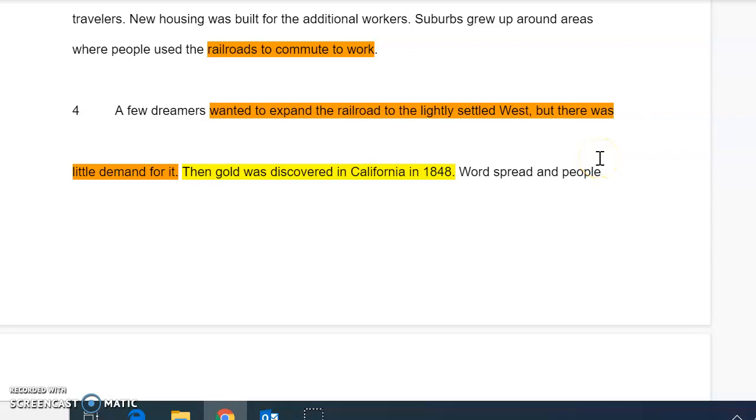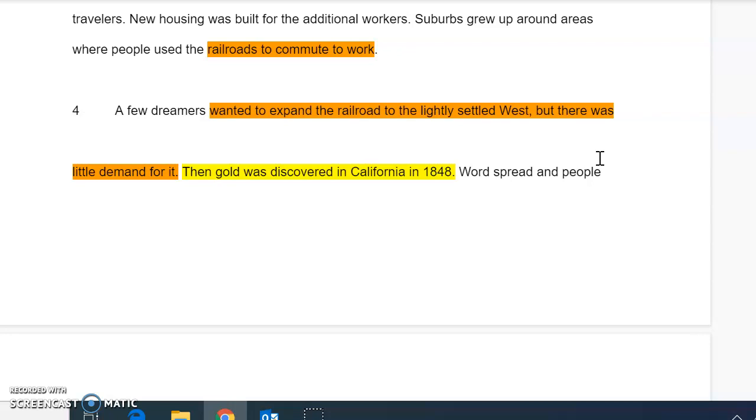So the orange were the details that I thought were important. The yellow, again, the key details. So the fact that the people were dreaming to expand the railroad presents a need and a want, but then we have that conjunction, but, and when we see that conjunction but, we know something's going to go against that. So while they wanted to expand the railroad, there was not much of a demand. There was not really a good reason why. So that presented a little problem.